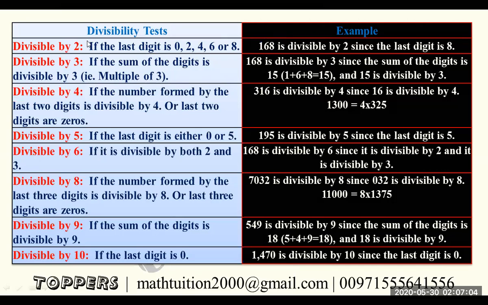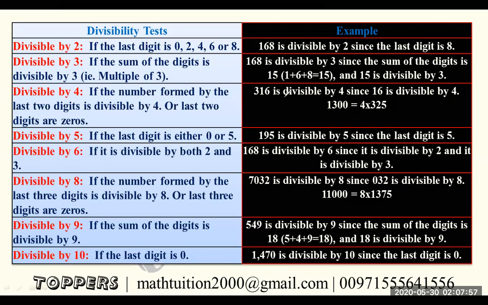Okay. Next, divisibility by 4. What is the rule? If the number formed by the last two digits is divisible by 4, or the last two digits are 0. So we are just concentrating only on the last two digits. If that last two-digit number is divisible by 4, it means it is a multiple of 4, coming in the multiplication table of 4, then we can say that number is divisible by 4. Or if the last two digits are 0, then also we can say that number is divisible by 4.